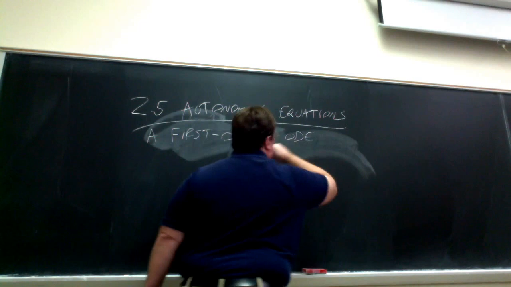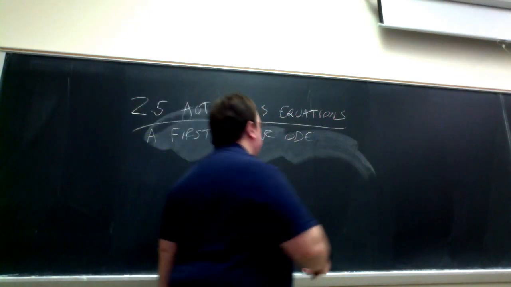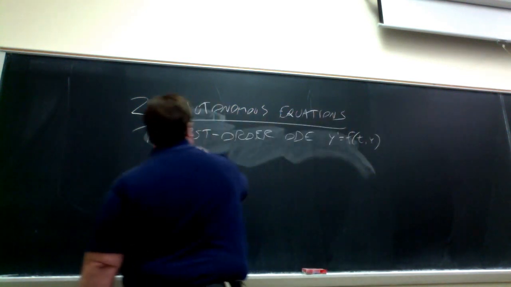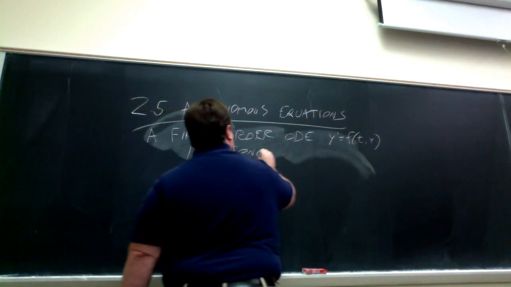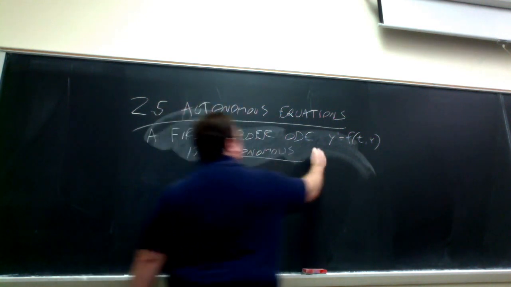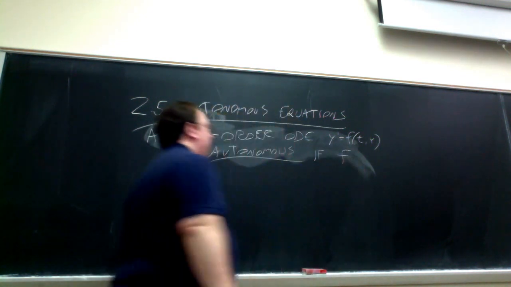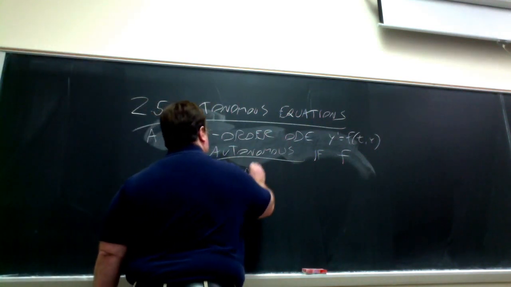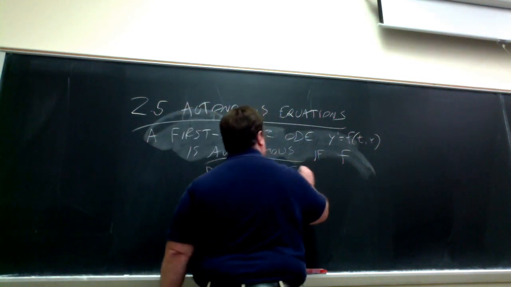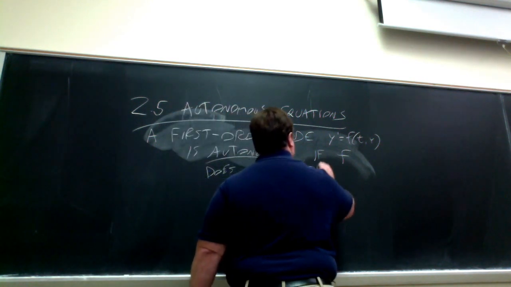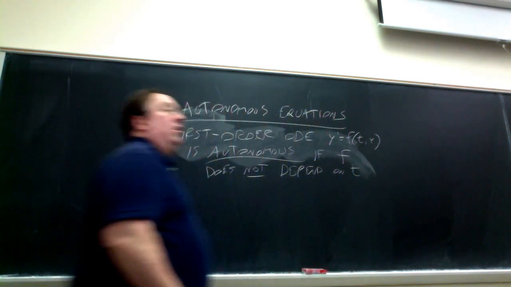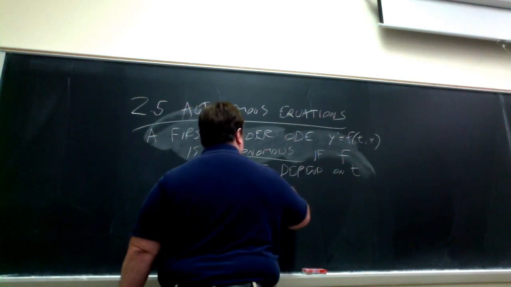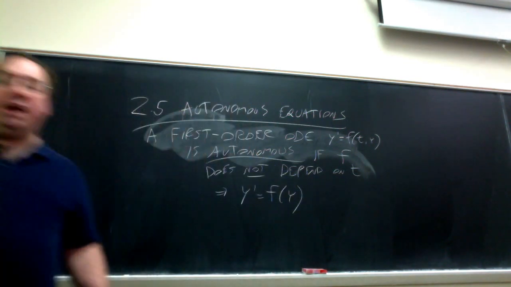The first definition to get out of the way: the first order ODE, our usual form, y prime is f of t, y, is said to be autonomous if your time derivative function f does not depend on t at all. It can only be a function of y. So what we have is y prime is some function little f of only y.